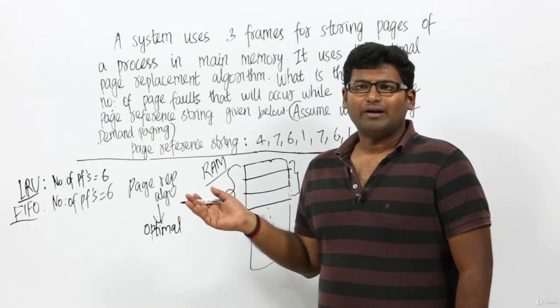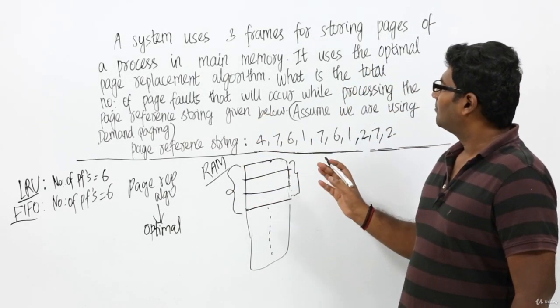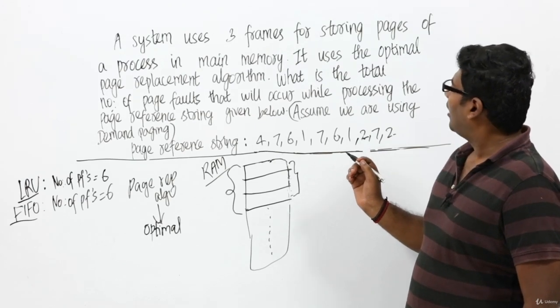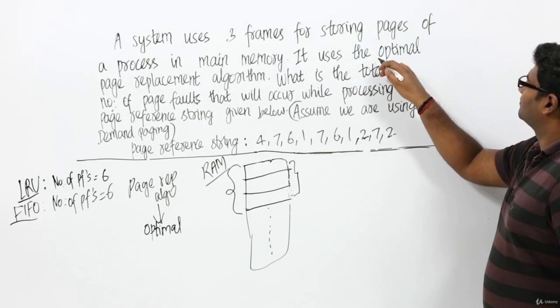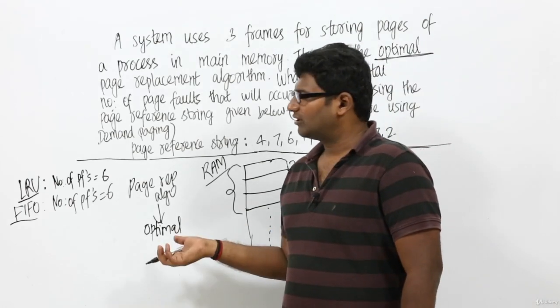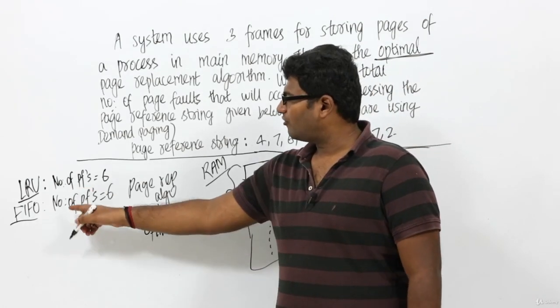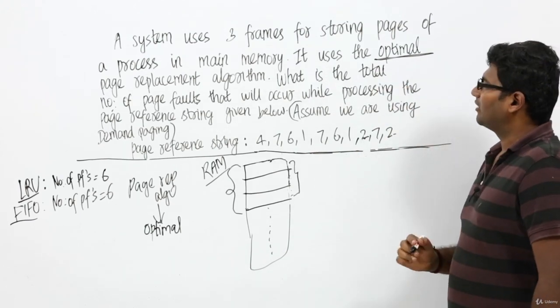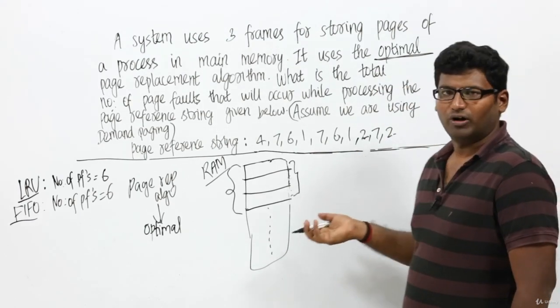Let's see this. The same problem I have taken, but we are going to see a new algorithm called the optimal page replacement algorithm. We have seen two algorithms already: LRU and FIFO. Now let's see what is meant by optimal page replacement algorithm and find out the number of page faults.